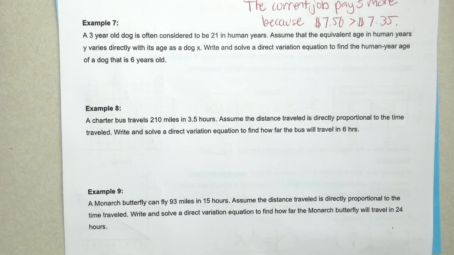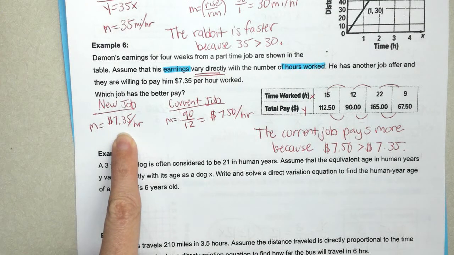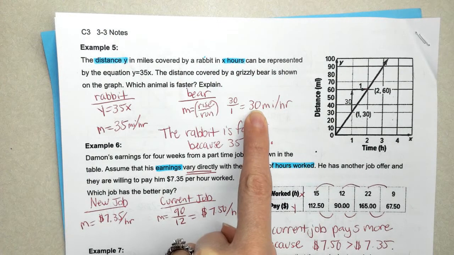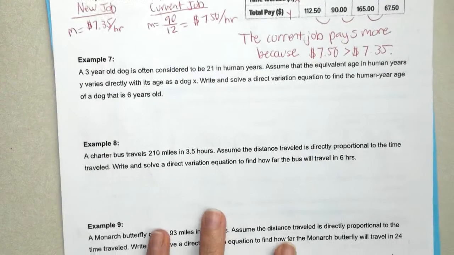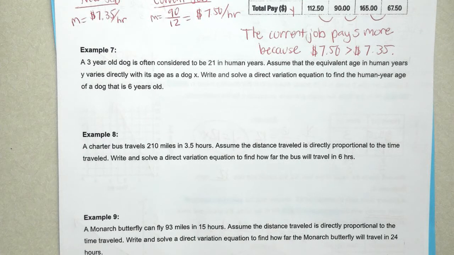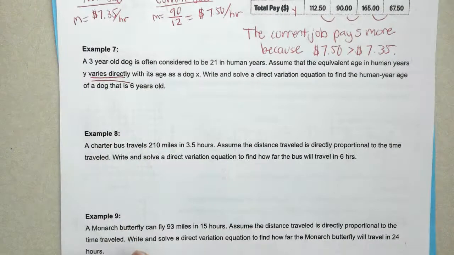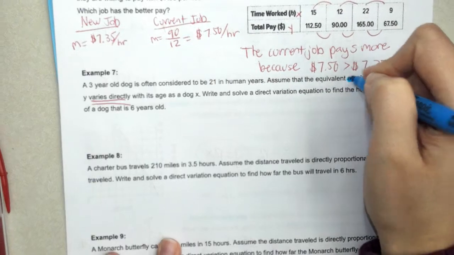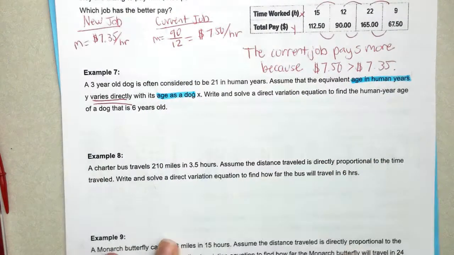Now, once we write our equation, like in this one it could have been y equals 7.35x, this one could have been y equals 7.5x, and this one could have been y equals 30x, we're actually going to use that equation to help us figure out a new amount. So it says, a 3-year-old dog is often considered to be 21 in human years. Assume that the equivalent age in human years, y, varies directly with its age as a dog, x. Remember, what comes before is our y, what comes after is our x.